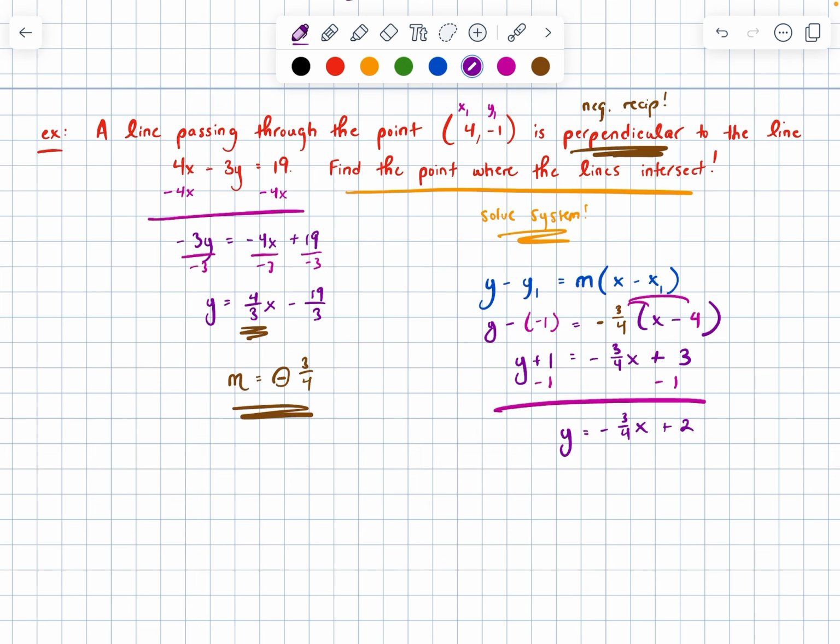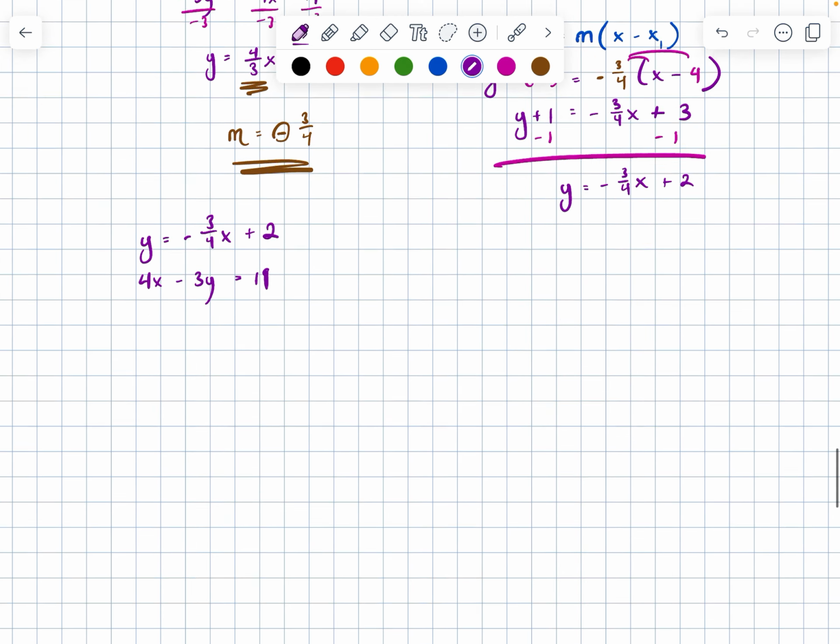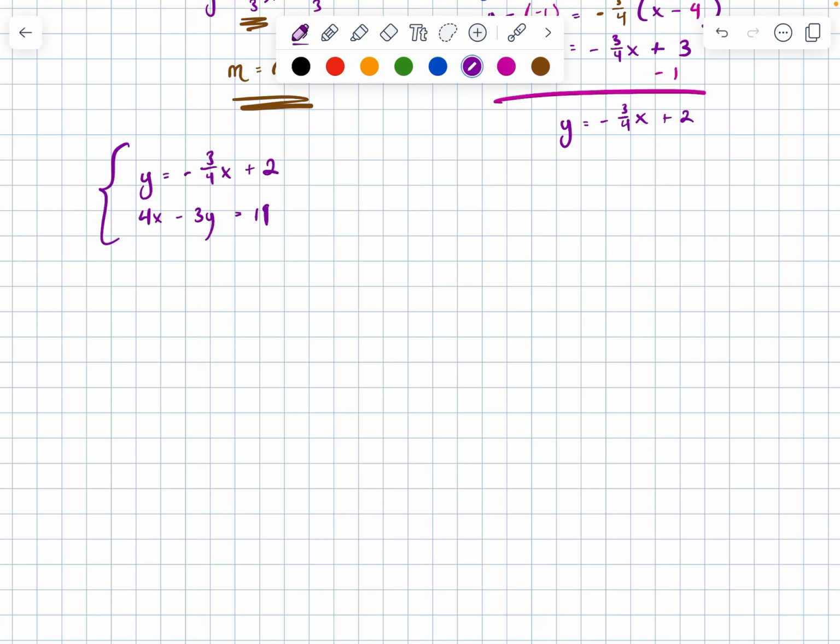And now that I've got it, I know that I am trying to solve a system. The system that I need to solve will contain both this line, because I'm identifying their point of intersection, and the perpendicular line 4x minus 3y equals 19. Cool. All I need to do now is solve this system. If I'm thinking strategically, once again, we can notice that y is by itself here. Let's solve this using some substitution.